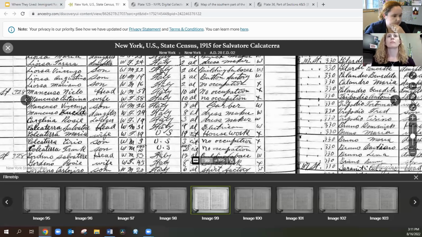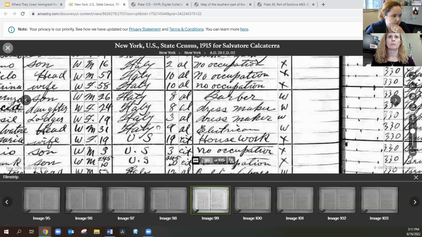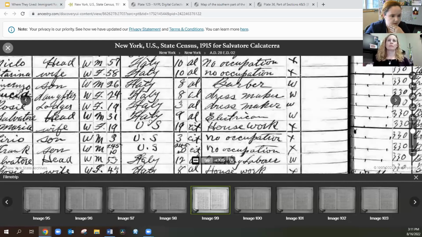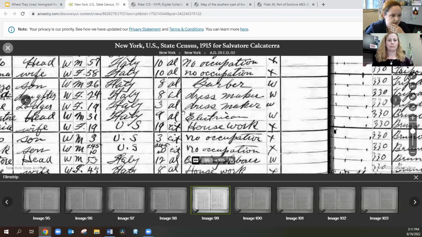So let's see. Salvatore, it says on here, was an electrician. On other records, he's called a machinist. He worked for the New York City Railroad Company.